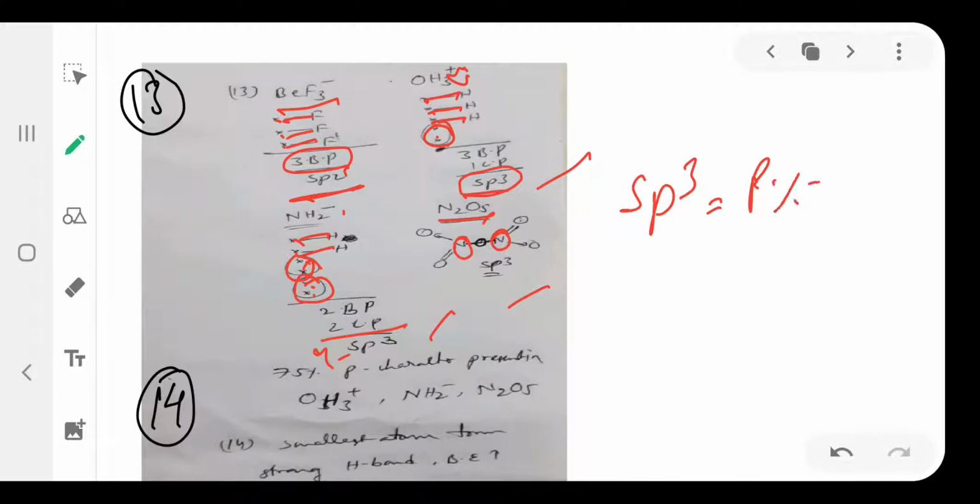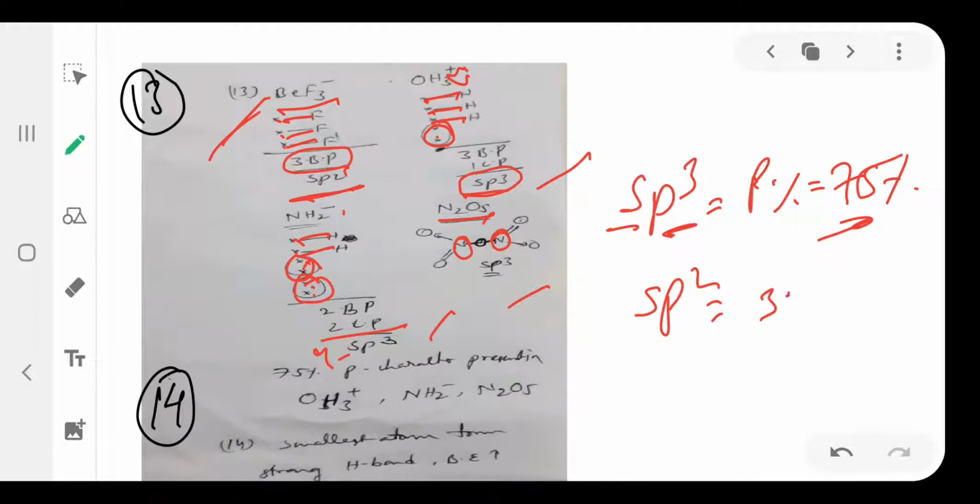The percentage of p character is 75%. S character 25, P character 75, total 100%. So options B, C, D, these 3, contain 75%. But the first one has only sp2 hybridization. Here S character is 33.33%, and P character is 33.33 times 2, meaning 66.66%. So it does not contain 75% p character.